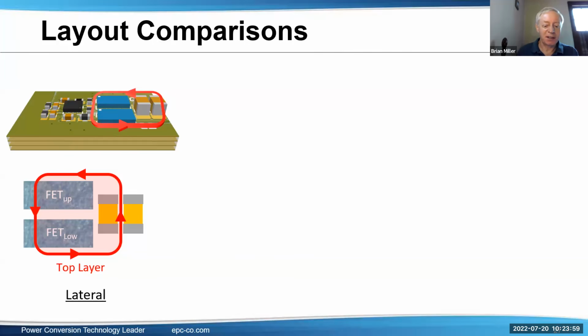Some layout comparisons. The first one is very common, or at least was, with silicon MOSFETs. You'll see basically all the power parts, the power loop, on the top of the board. And you'll see a circle. It looks kind of good because everything's right up there. But you can see the width of this loop, the width of the power loop, relates to inductance.